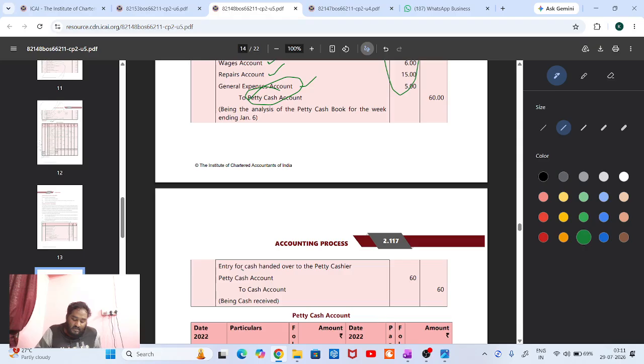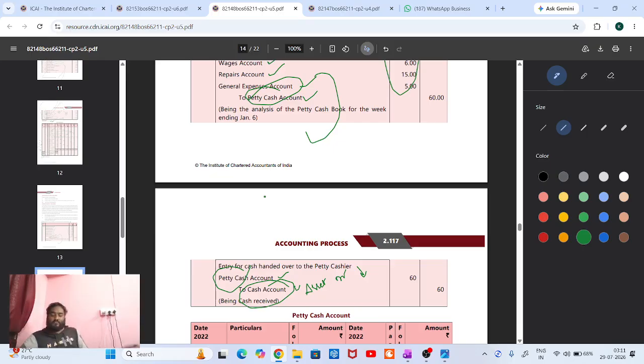And this is the closing entry. Like this is the petty cash account, right? Petty cash account to cash account. Cash account is an asset and it has a debit balance. Since it is a debit balance, in order to reduce it, because these are all expenses. Basically, what we are doing is we are ultimately charging it to the cash account.